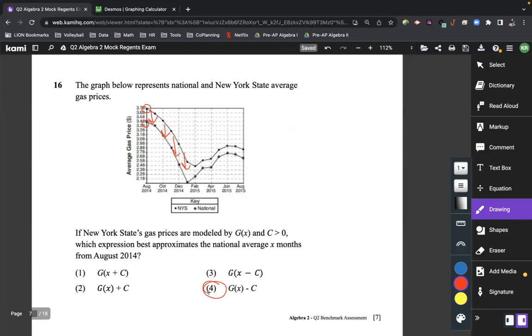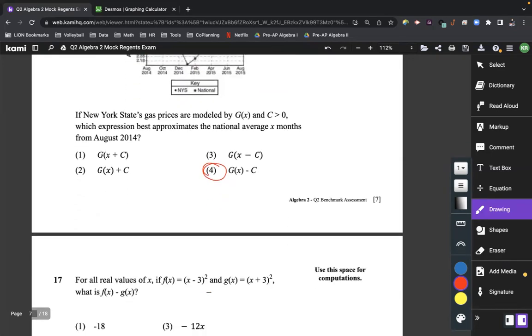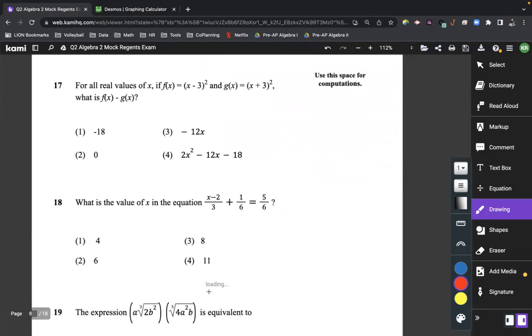Okay. Just looking at my data for this question, 45% of you guys chose 2, which is a huge misconception. Okay. We got to make sure we get that in order before we take the regions. For the real values, if f of x is this and g of x is this, what is f of x minus g of x?